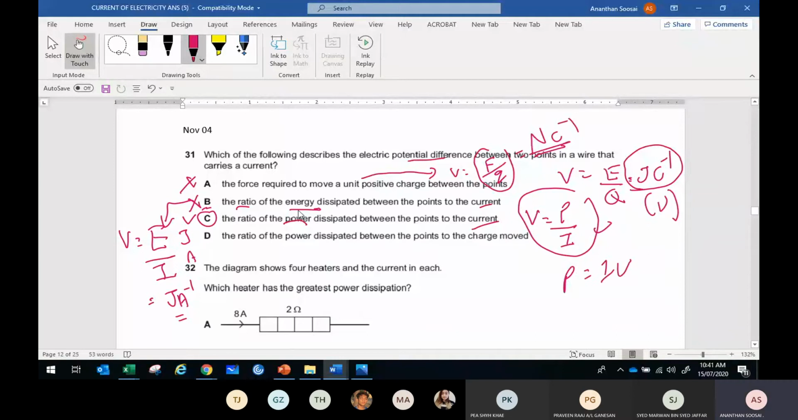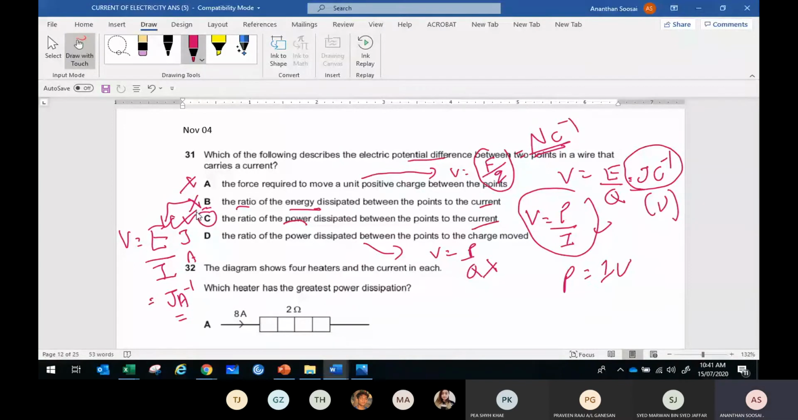Okay, let's recheck. We go for D first. The ratio of power dissipated between the points to the charge. The D equation for voltage, they say, is P over Q. Oh, cannot be. Not power over charge, it should be energy over charge. Energy over charge, then D is correct. So the best option here for voltage is C.